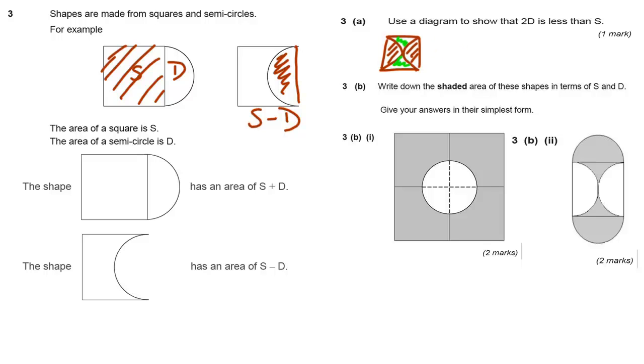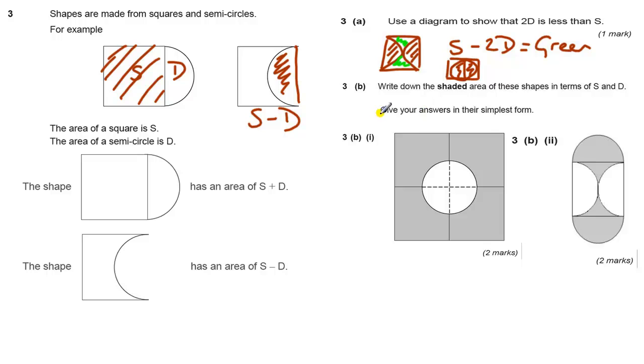Now this shows us that 2D is less than S, because if we have S minus 2D, that equals the green bit. So that shows that 2D is less than S because the S must be bigger. Another way of doing it would be to just draw the square and put two semicircles in the middle, to show that they are smaller than the whole square.